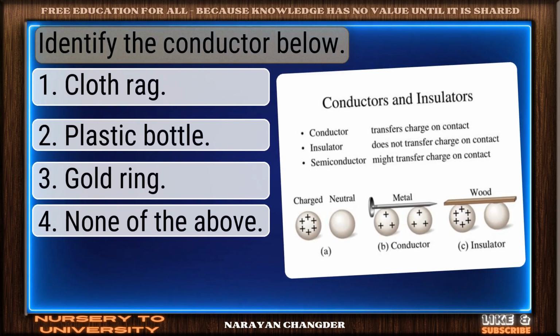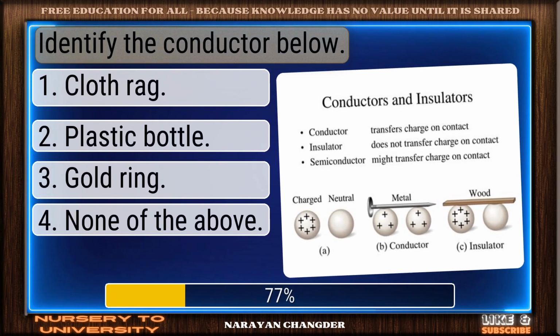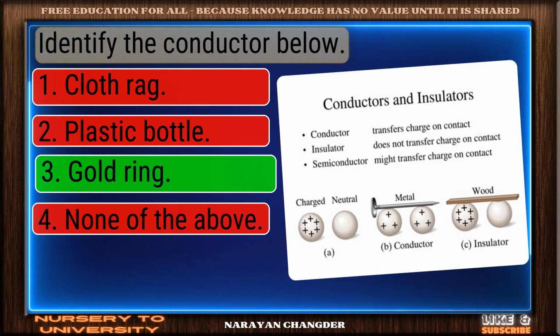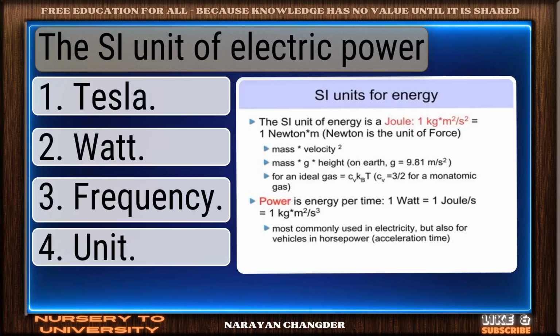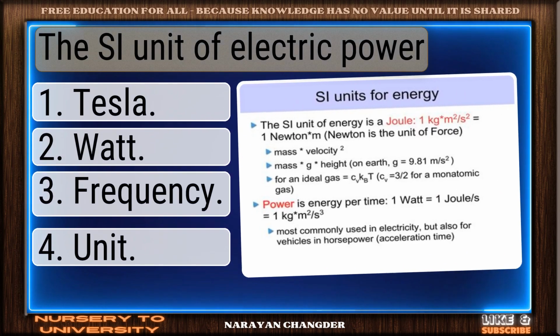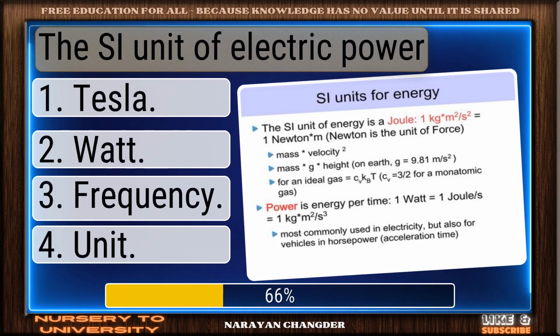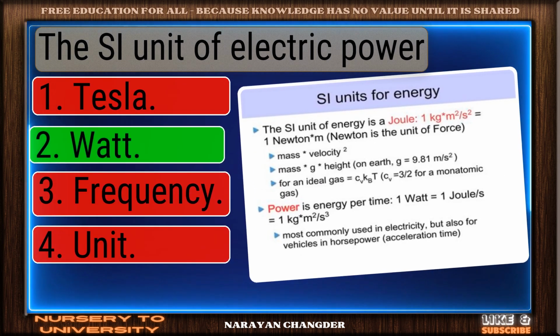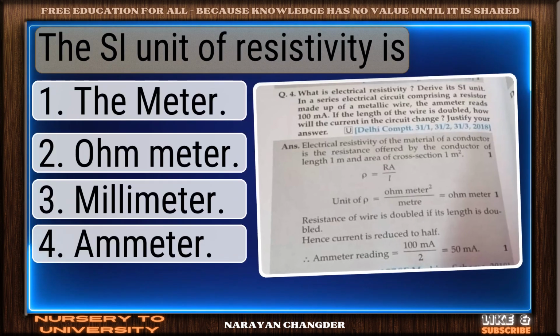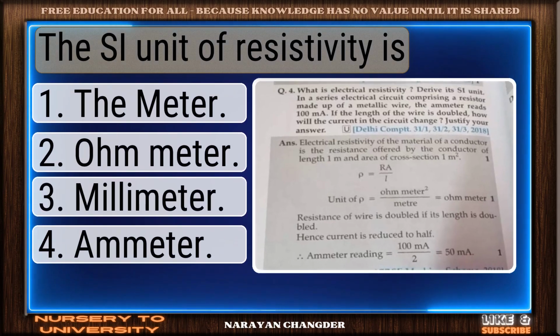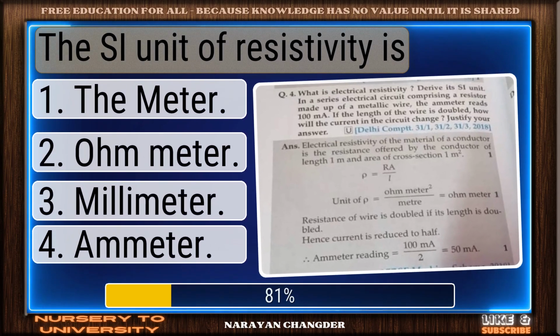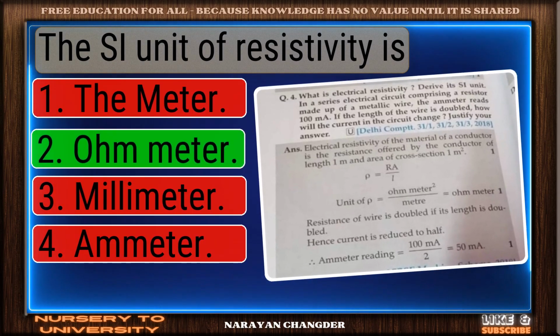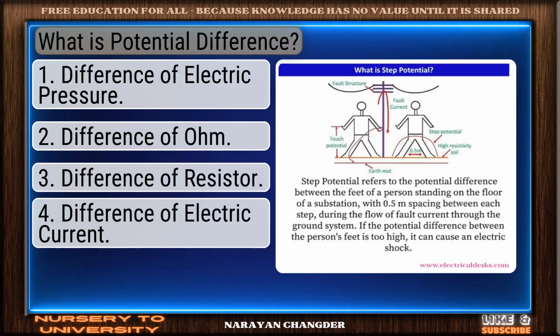Identify the conductor below. You got it. Gold ring fits. The SI unit of electric power. Well done. Watt is right. The SI unit of resistivity is... Excellent. Ohm meter is well reasoned.